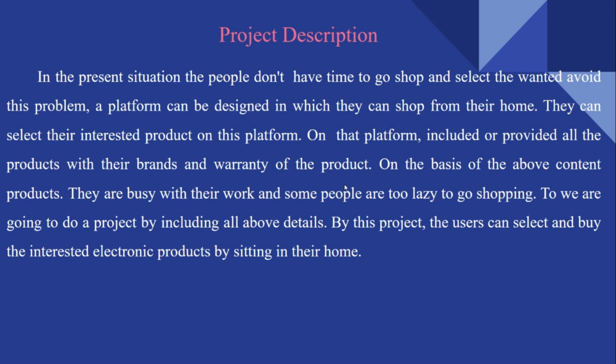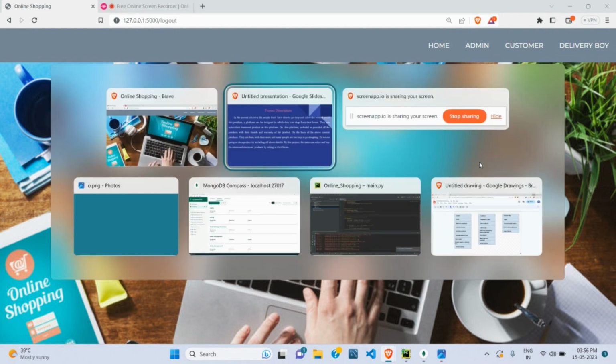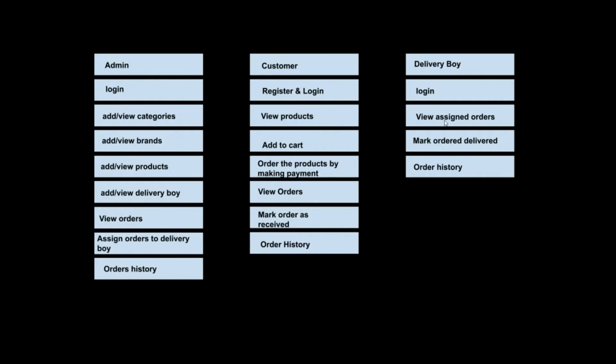So this application has three main modules: admin, customer and deliverable. I just want to show you the flow chart which gives you a clear understanding of this project. This is the flow chart of this application. Here, the admin will log in with the predefined email and password.